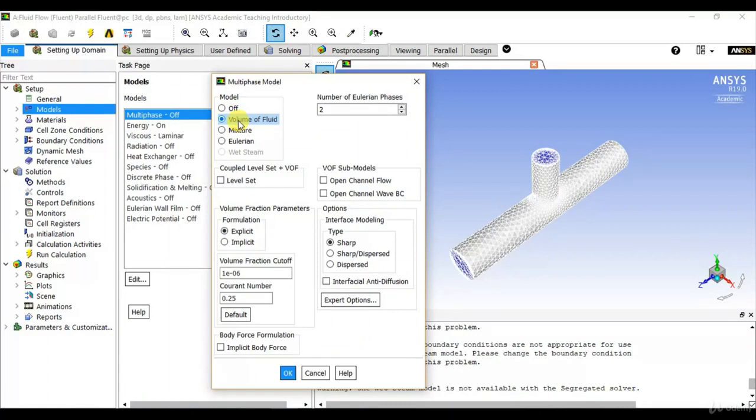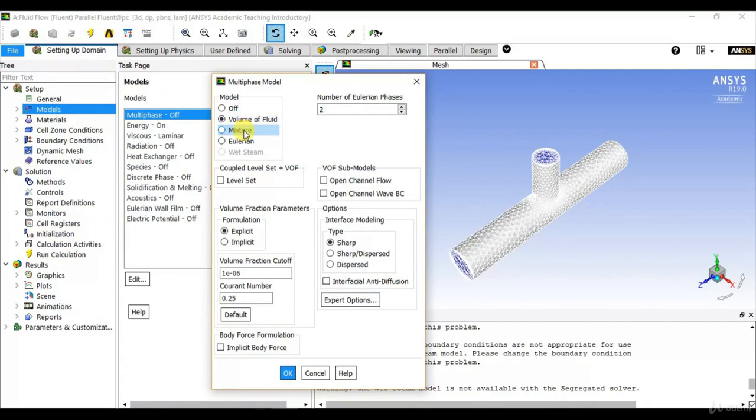Volume of fluid can model two heterogeneous fluid like mixture of water and oil. You must use the pressure based solver. Only one of the phases can be defined as a compressible ideal gas. The second order implicit time stepping formulation cannot be used with the volume of fluid. The volume of fluid formulation is generally used to compute a time-dependent solution, transient solution.